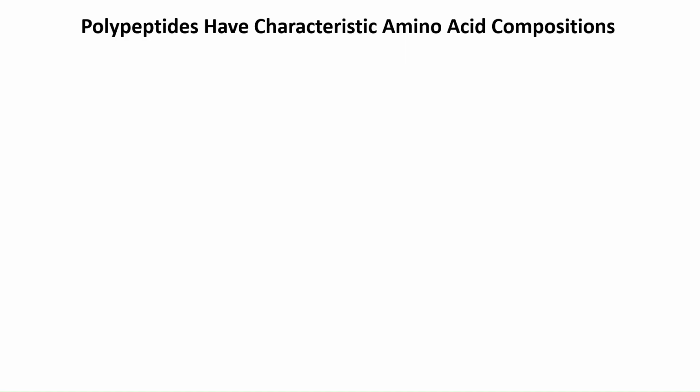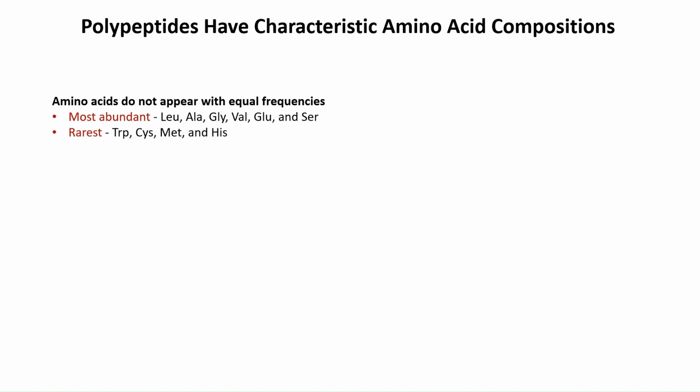Now, polypeptides have a characteristic amino acid composition. All the polypeptides present in a biological system are composed of the 20 amino acids, but all the 20 amino acids are not equally abundant in any polypeptide. Some are more abundant, some are rare. So, the amino acids that are most abundant in proteins are leucine, alanine, glycine, valine, glutamate, and serine. And the rarest amino acids are tryptophan, cysteine, methionine, and histidine.